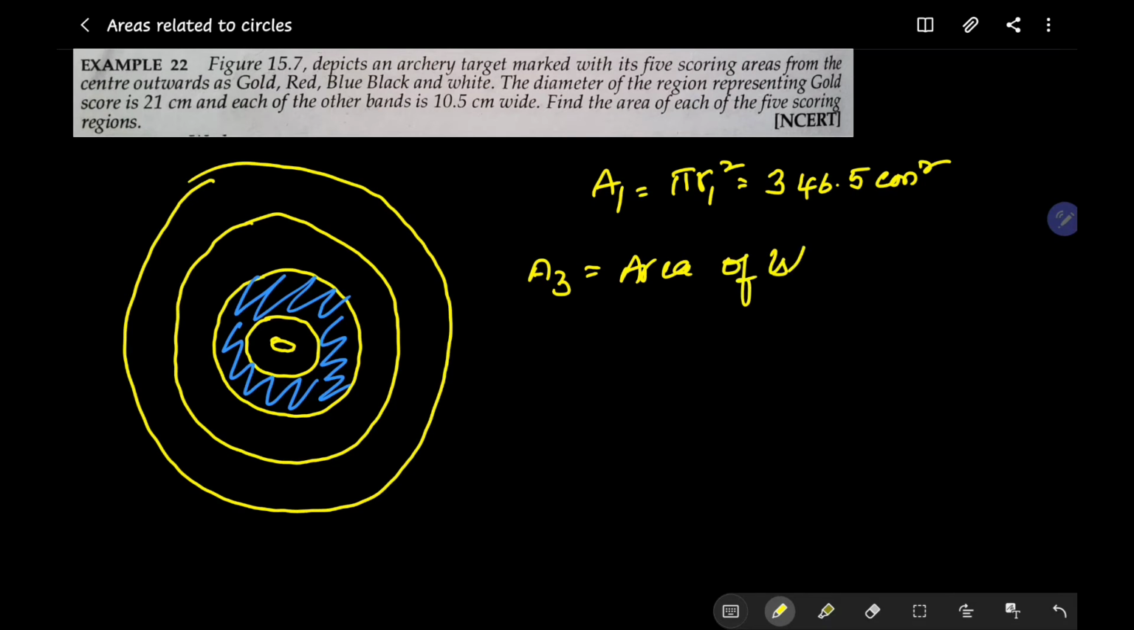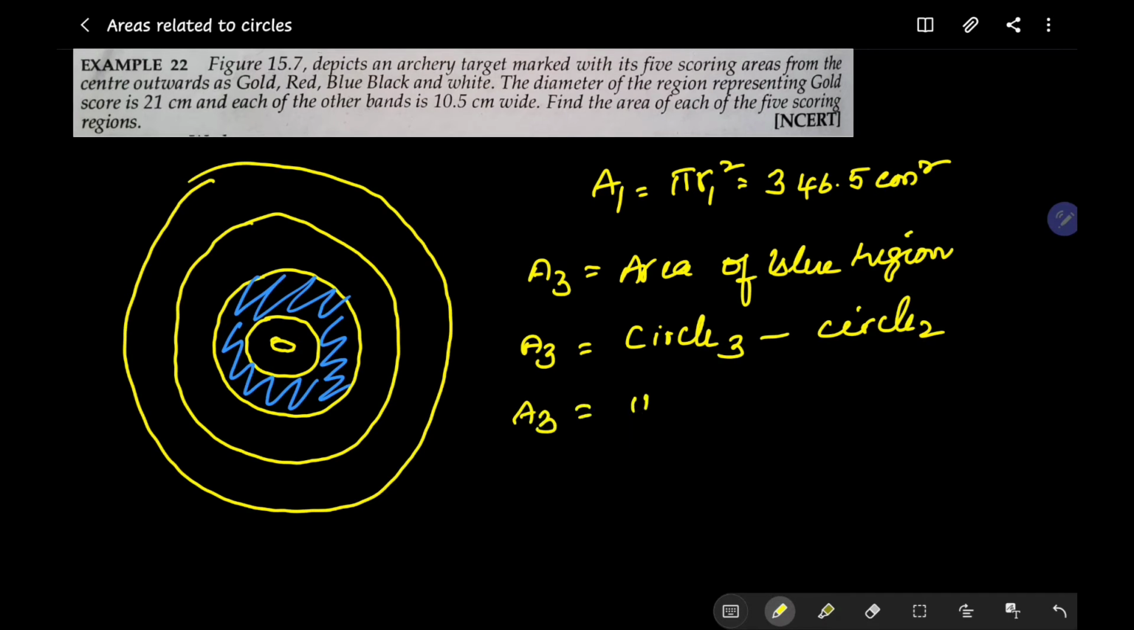To find out the blue scoring region, subtract the area of the second circle from the area of the third circle, then we'll get pi r3 square minus pi r2 square. Use 3r1 for r3 and 2r1 for r2, then we'll get A3 as 5 pi r1 square, which is 5 times the area of the innermost circle.